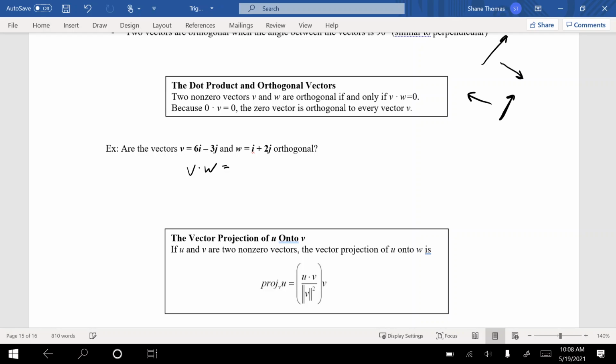All right. So we took v. V is going to be 6, i is 1. Plus, we have negative 3 times 2, right? Multiply your i's, multiply your j's. 6 minus 6, which is 0. So are they orthogonal? Yes, they are.